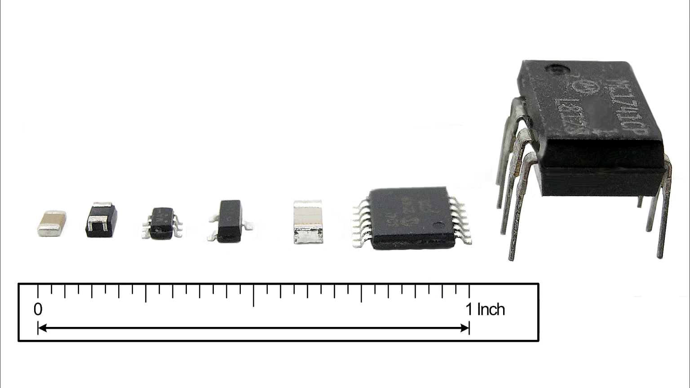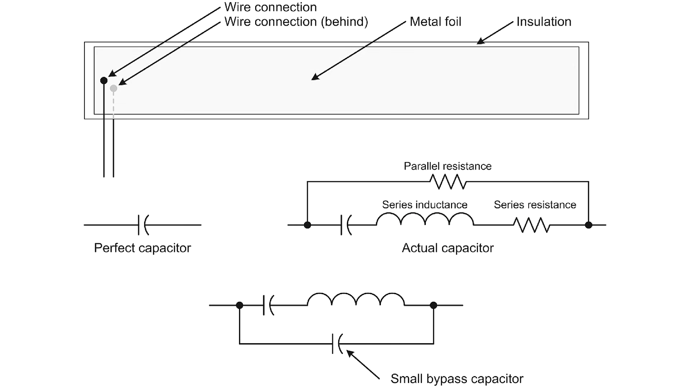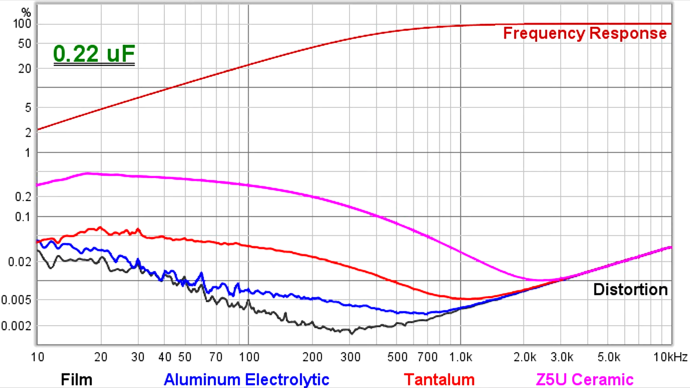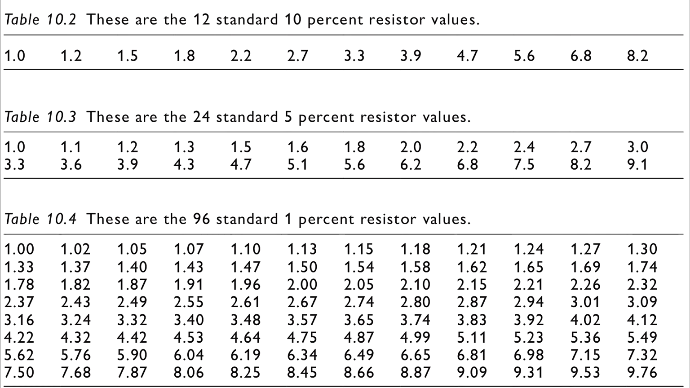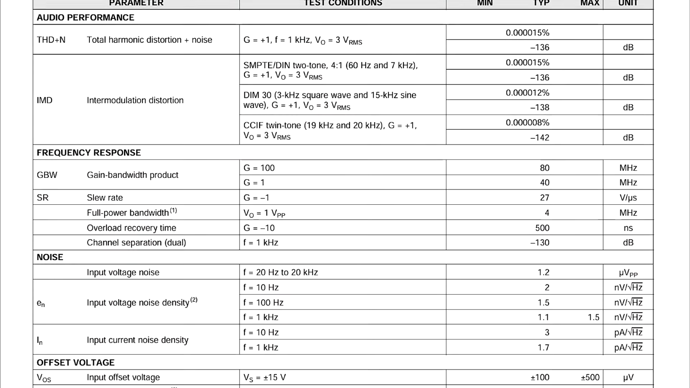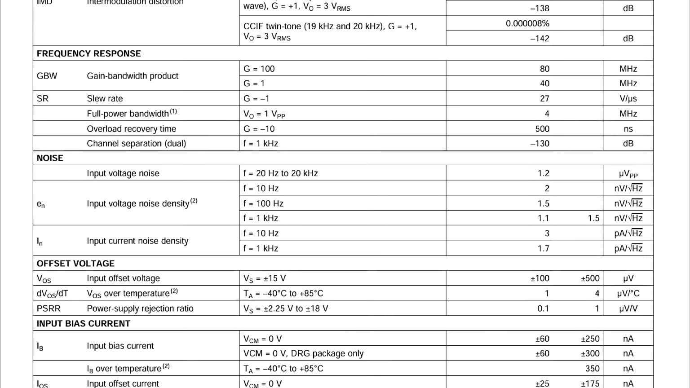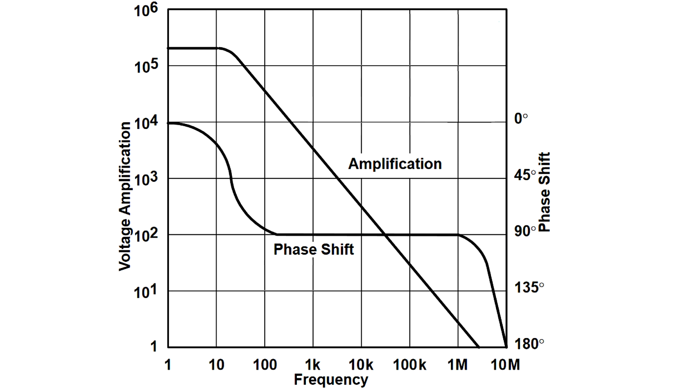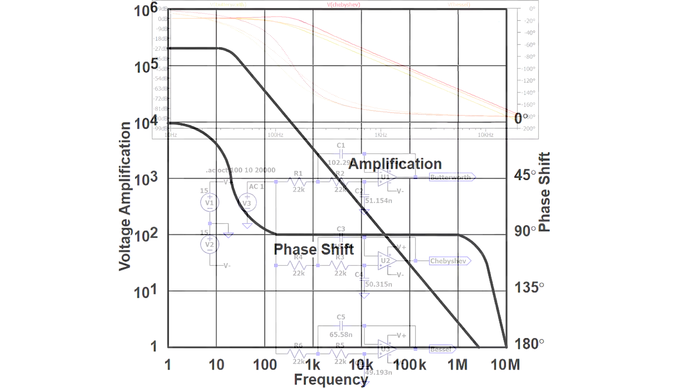This book also explains surface-mounted devices, parasitic properties, which capacitor types are best for a given application, and it includes numerous charts and tables. The op-amps chapter explains the important parameters that affect audio circuits, including input noise, slew rate, high-frequency stability, and much more.